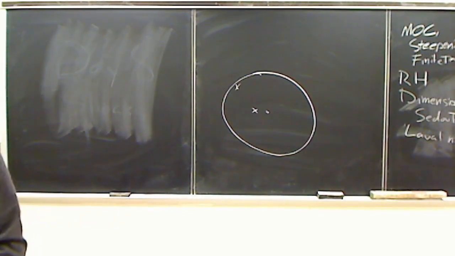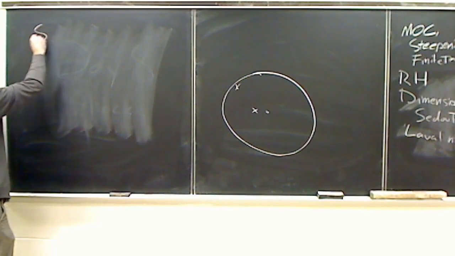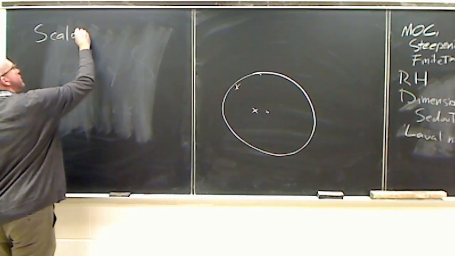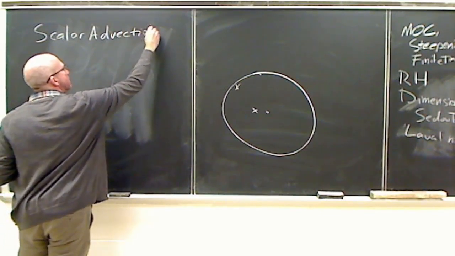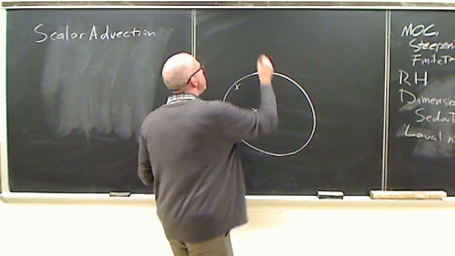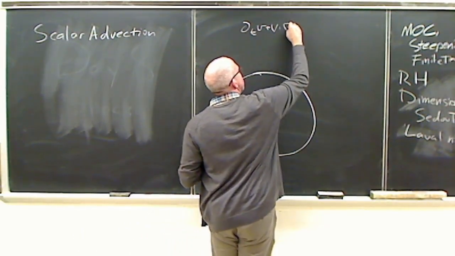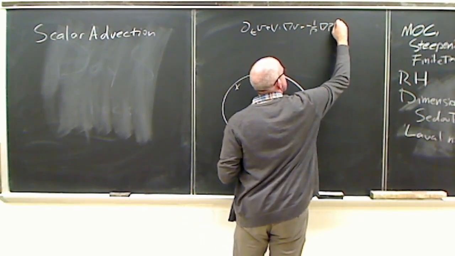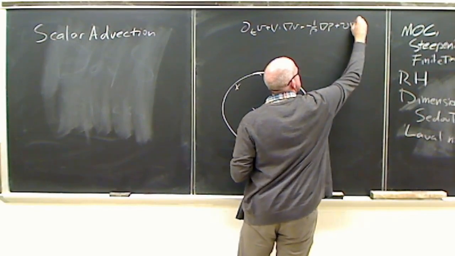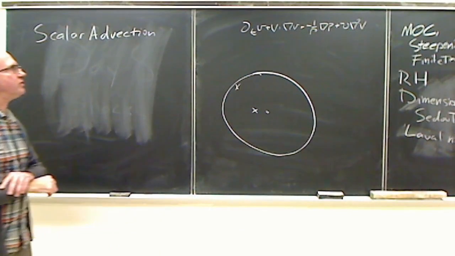Okay, so first thing I'm going to start with is scalar advection. Okay, so we remember that Navier-Stokes says d by dt of v plus v dot grad v equals minus 1 over rho grad p plus nu del squared v. So this is Navier-Stokes.